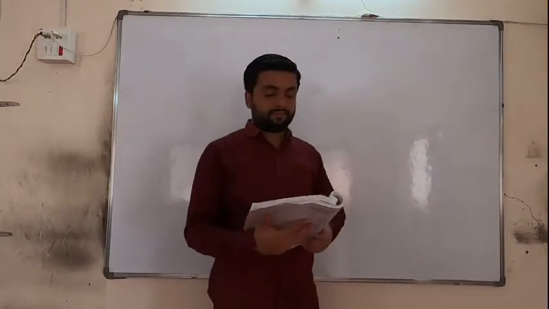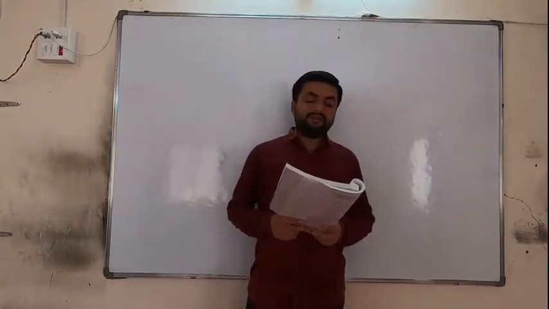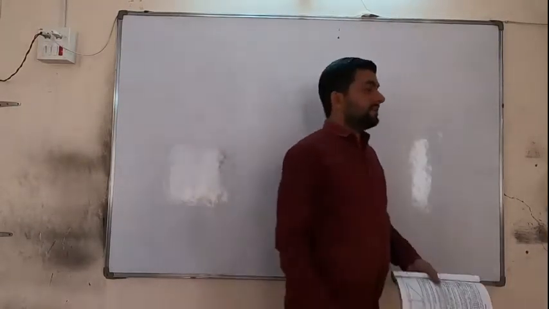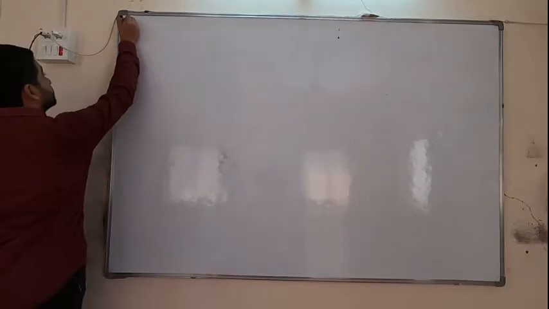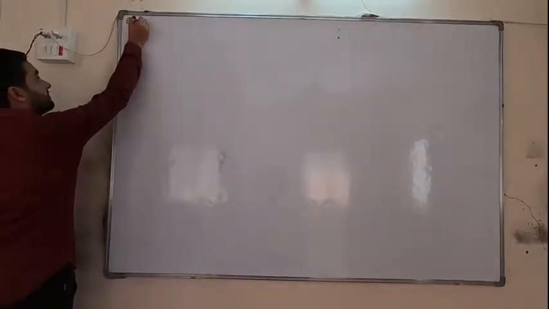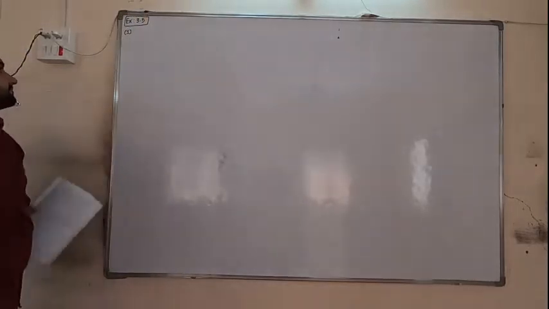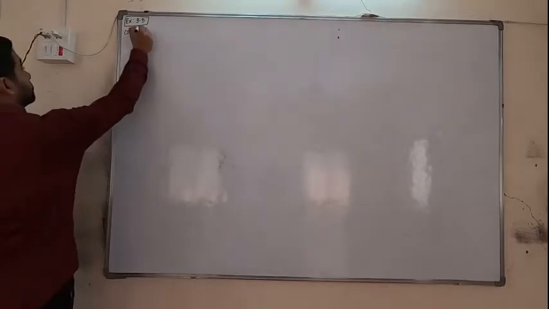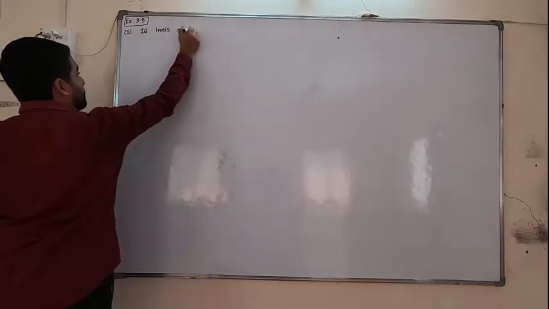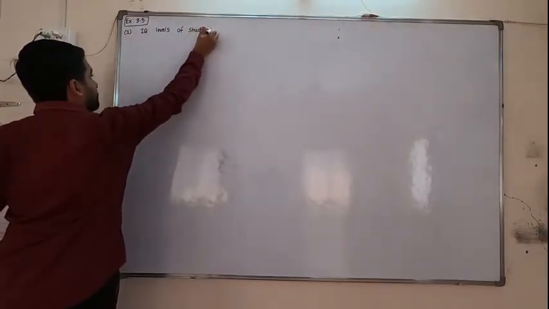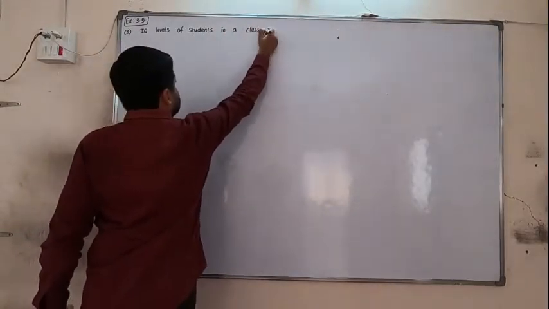Sum number 1. Page number 109, the IQ levels of students in a class are given below. Find the modal value of IQ level. Okay, which data is given? Raw data is given. We have to find the mode. So exercise 3.5, sum number 1. IQ levels of students in a class.